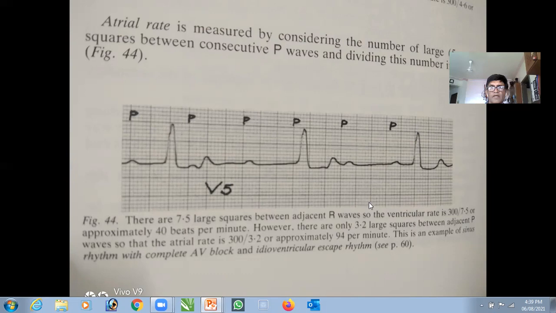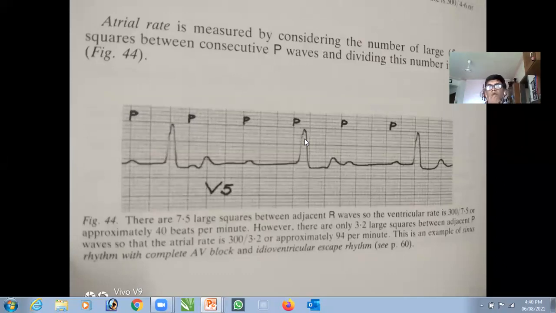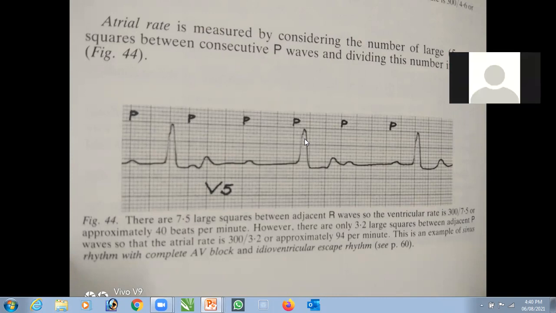That means the RR interval is what? 1500 divided by the number of small squares. 1, 2, 3, 4, 5, 6, 7, that is 35, 38. 1500 divided by 38. What number comes? Almost 40. It is around 40.